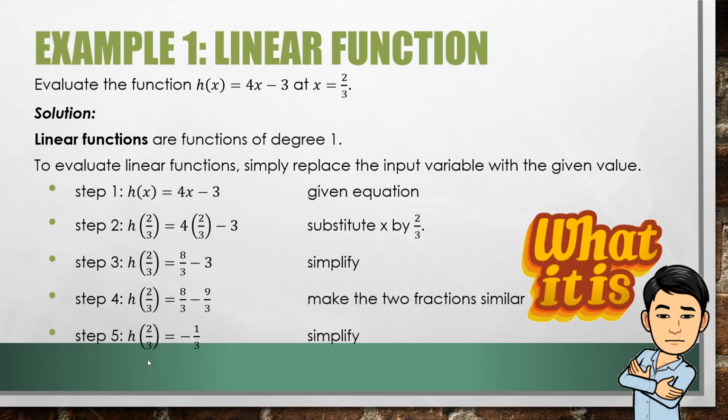Step number 5. So, we are going to simplify. So, dahil common denominator na sila, pwede na natin siyang direct na i-subtract. So, we have yung 8, i-minus na natin siya to 9. So, dahil mas mataas yung sumunod na number, magiging negative yung ating final answer. We have h of 2 over 3 is equals to negative 1 over 3. Okay, next example.